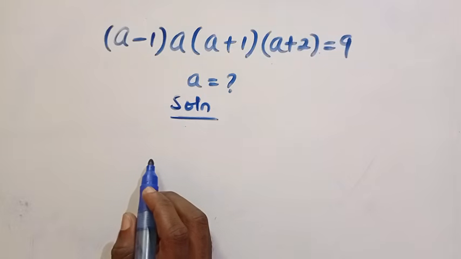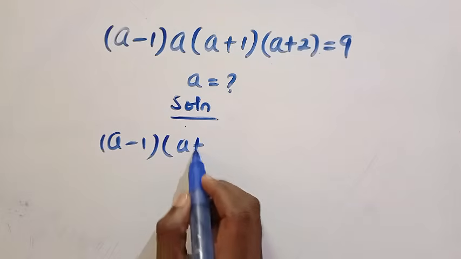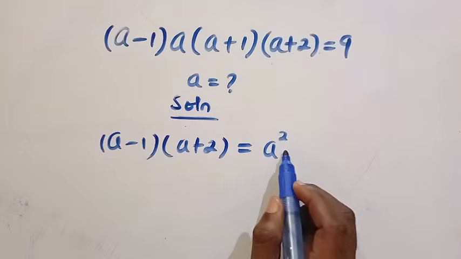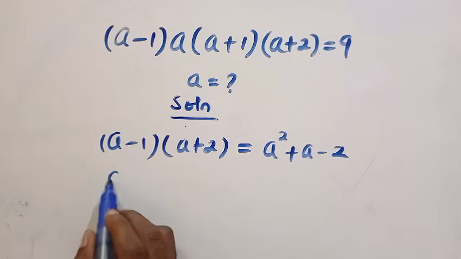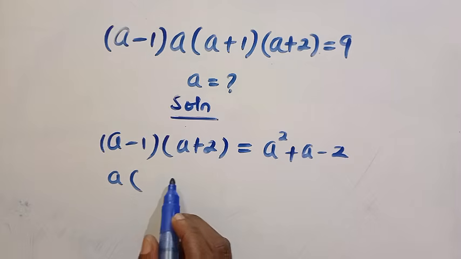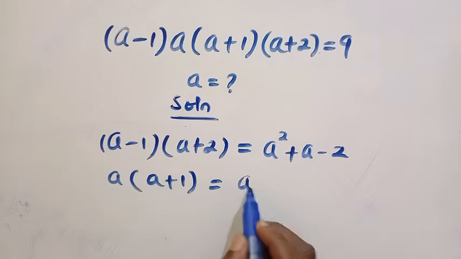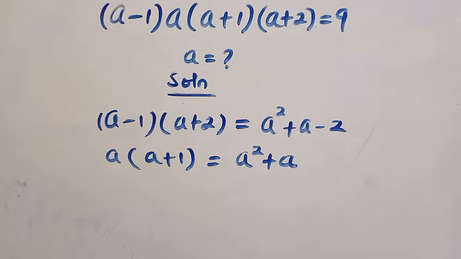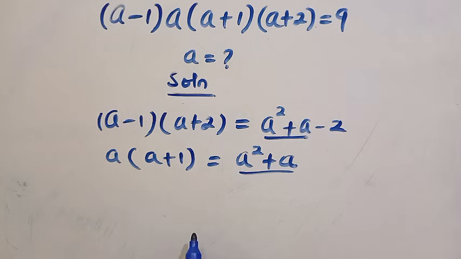Suppose I multiply a minus 1 together with a plus 2. This gives us a squared plus a minus 2. And also, if I multiply a bracket a plus 1 together, this gives us a squared plus a. Then looking at this pattern, this is a squared plus a, and this is also a squared plus a.